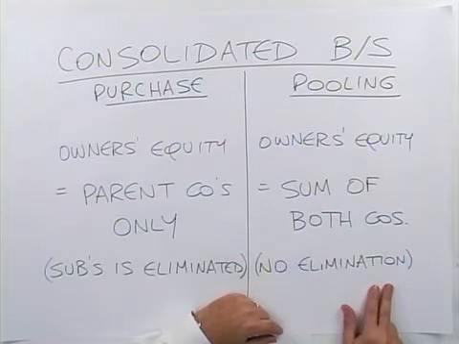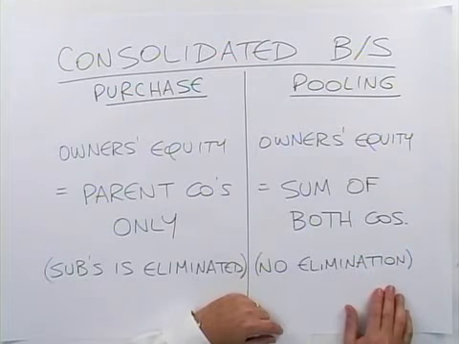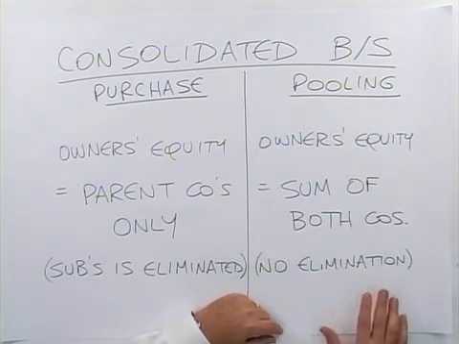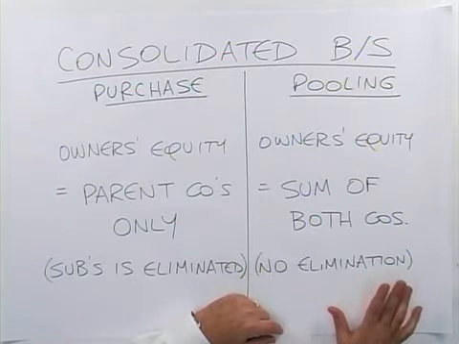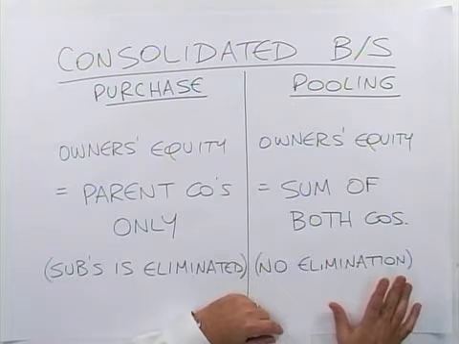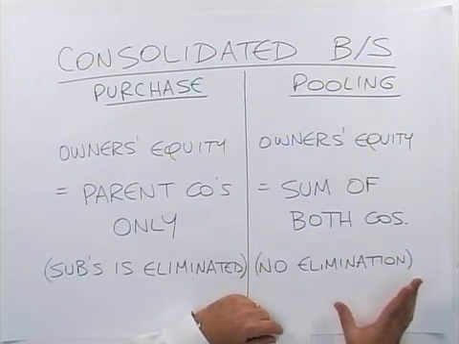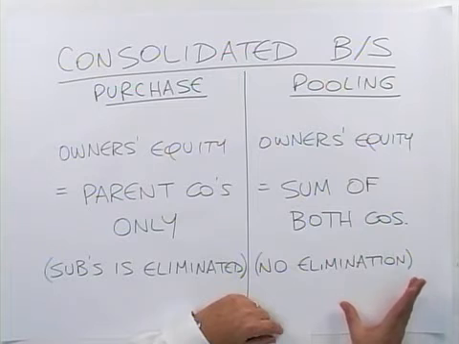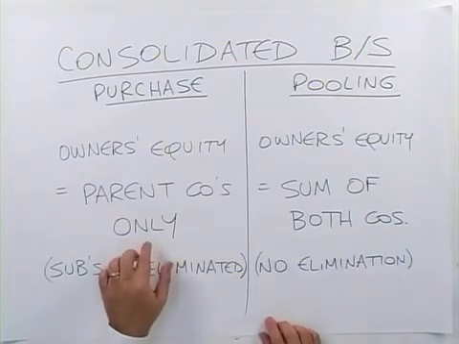There's no elimination at all. They just add the two together. The retained earnings, the common stock, and everything from the subsidiary company gets carried forward, and the two companies are combined as if they always had existed in a combined fashion. Another way of looking at it is a pooling is always done retroactively, and a purchase is always done prospectively. Okay, so the owner's equity, only the parent company's, gets carried forward.